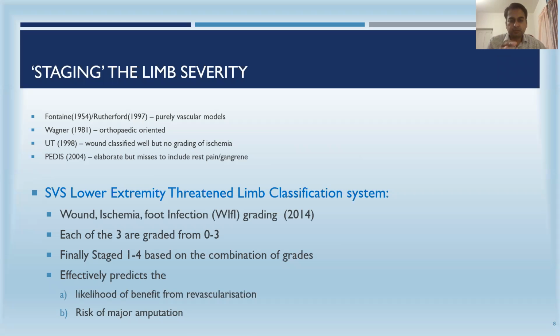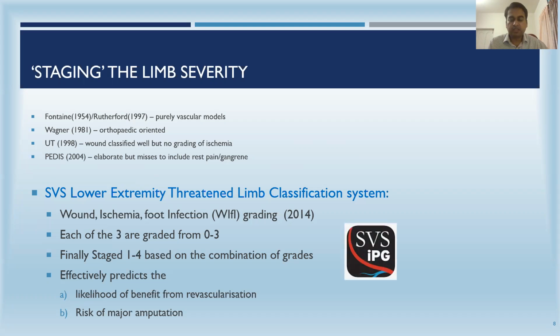So the latest, and I think the most acceptable one, is the Wound, Ischemia, Foot Infection, or WIfI scoring system. This is akin to the TNM scoring system that we use for staging cancer. It is a way of staging the leg. Each of these, wound, ischemia, and foot infection, is graded from 0 to 3, and using a combination of that, we can stage the leg from stage 1 to stage 4.